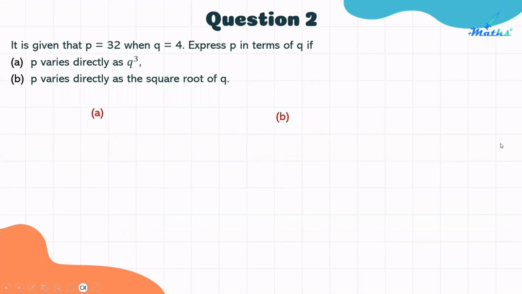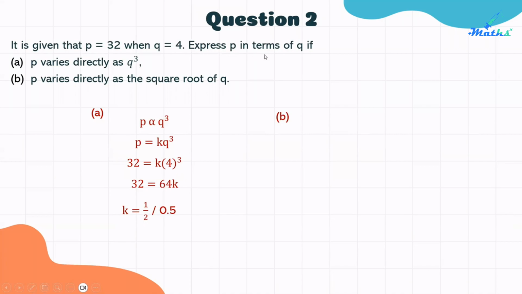Okay, let's go to question 2. It is given that p equal to 32 when q equal to 4. Express p in terms of q if, question A, p varies directly as q cubed. Okay, let's see. We need to change it into the equation form and it will become p equal to k q cubed. Our p is 32 and our q is 4. So let's find the k. Our k is 1 over 2.